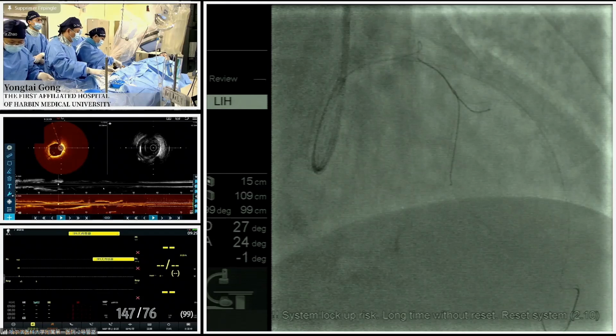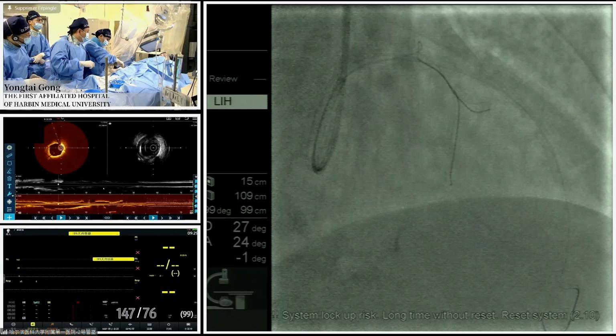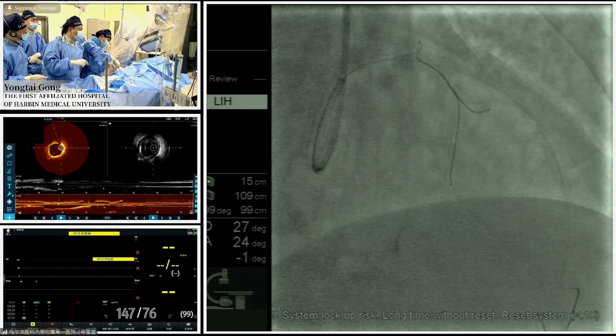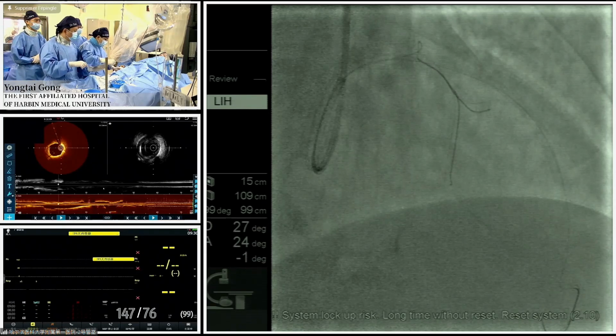The stent. So after the pre-treatment, the result is okay. So right now is the time to put in the stents, right? Yes. And according to the intravascular imaging result, for the first stent, we will choose one with 3.5 diameter.